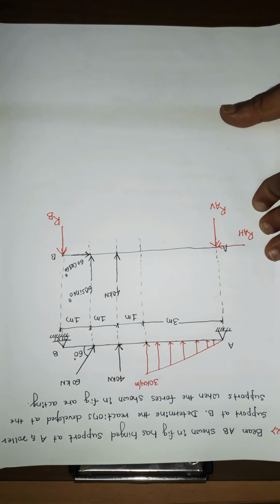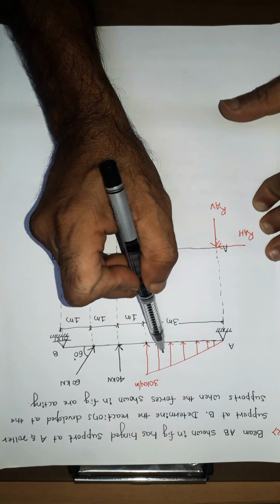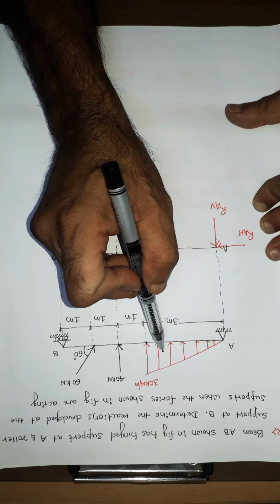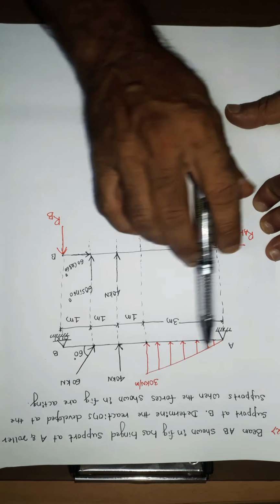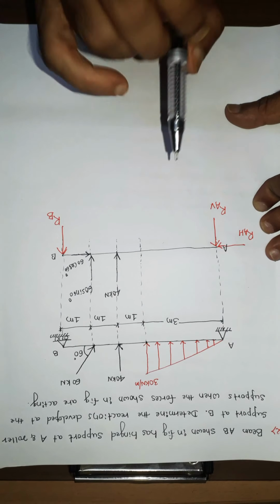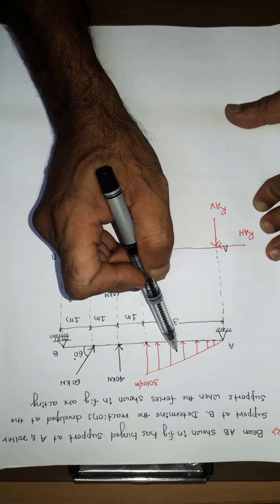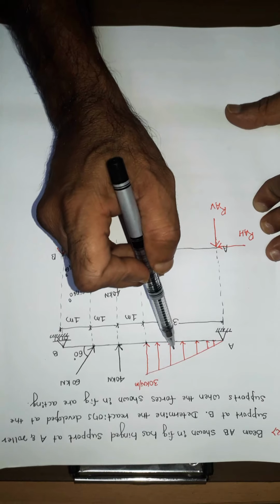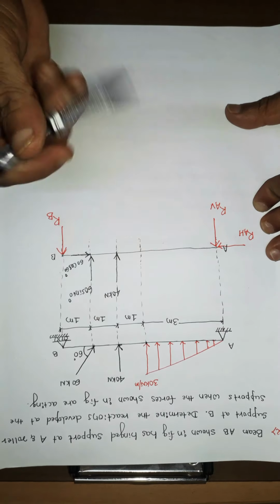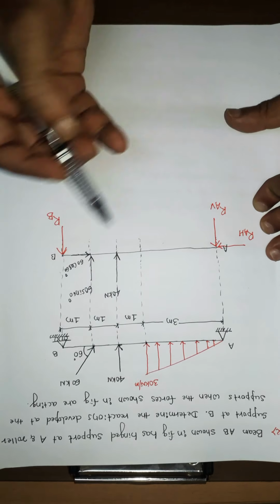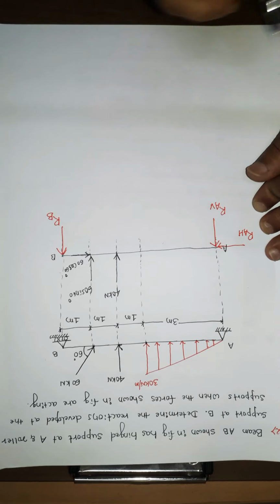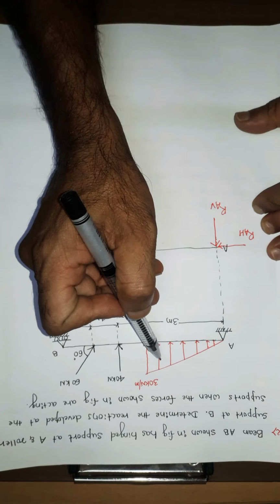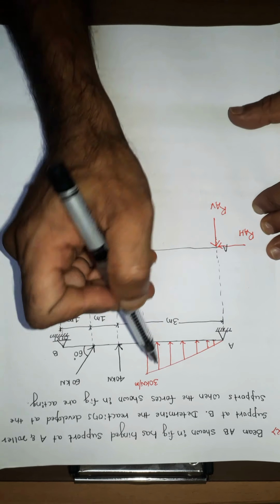Now another load is there, the triangular load. This triangular load you can convert into a point load. When you start finding out the reactions, all the loads should be in terms of point loads. No UDL should be there, no triangular load should be there. If UDL and triangular loads are there, convert them into point loads. In previous problems, we know how to convert UDL into point load. Now here a triangular load is there. So how to convert this triangular load into point load?